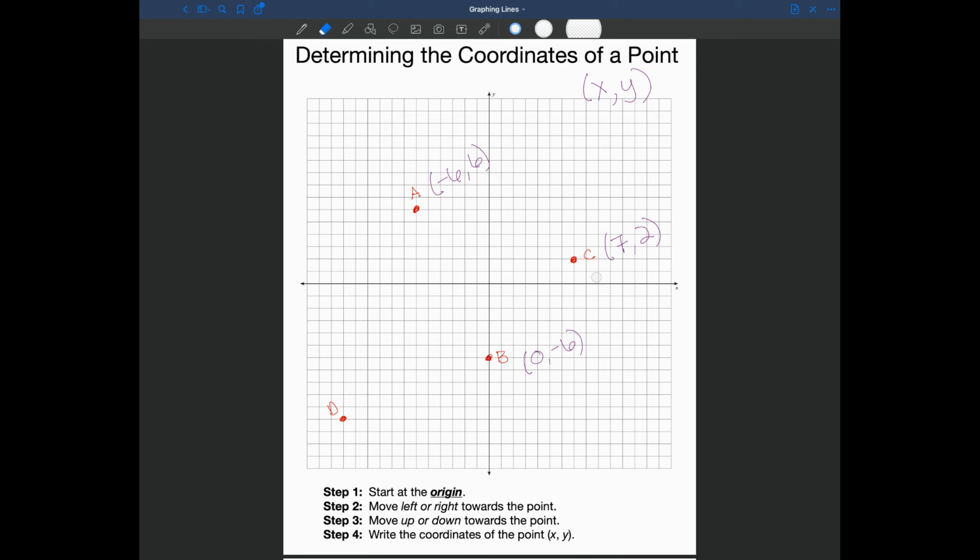All right, and our last point is point D. This is a big one. Go ahead and use that highlighter.